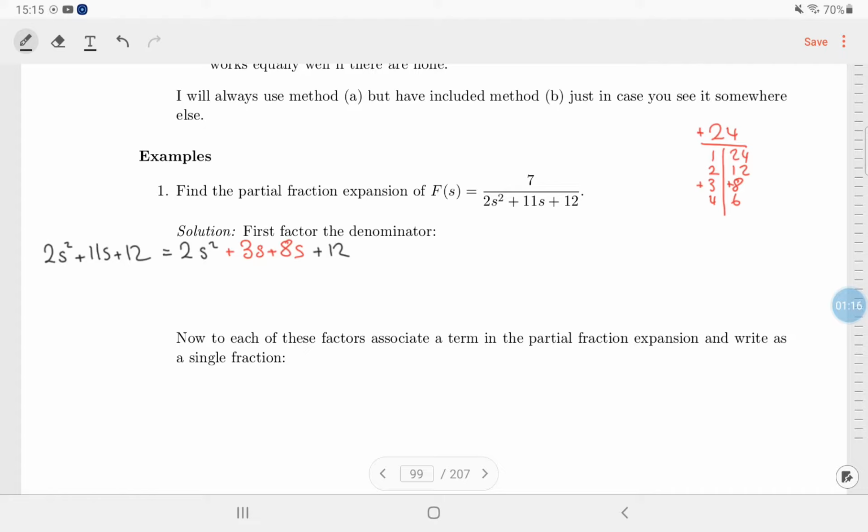So take something common out of the first two terms, s. What am I left with? 2s by s gives me 2s squared, plus 3 by s gives me 3s. And then take something out of the 8s plus 12, that leaves 2s plus 3 again, and that would be 4.